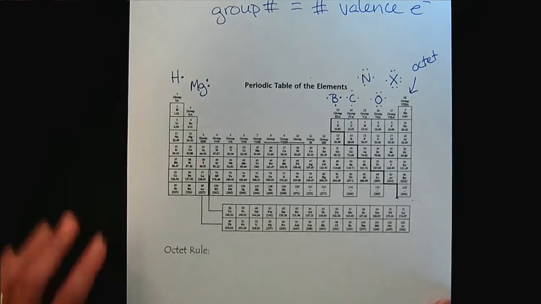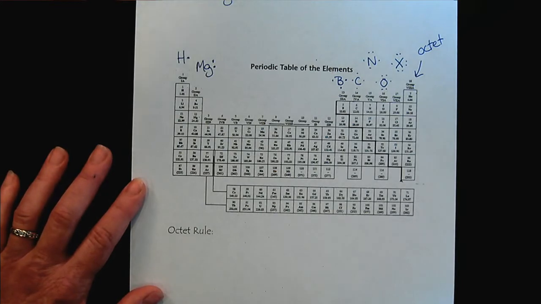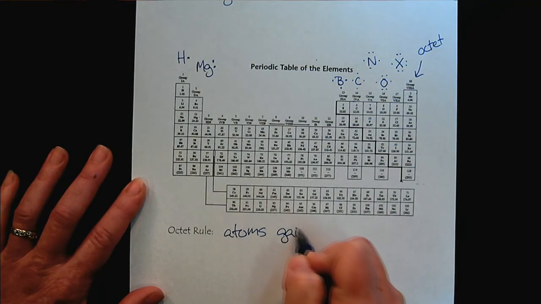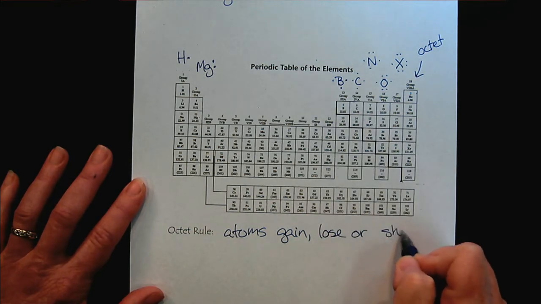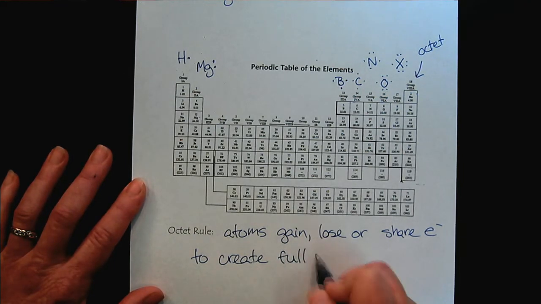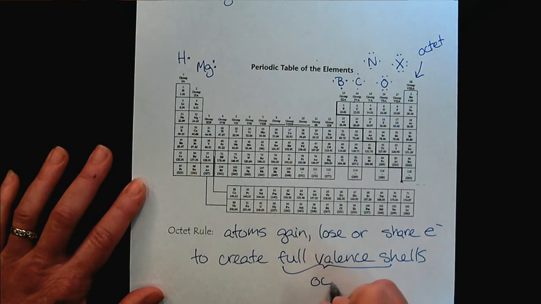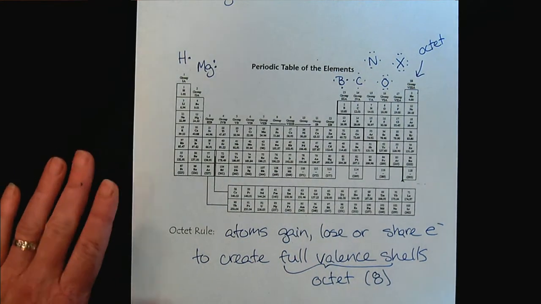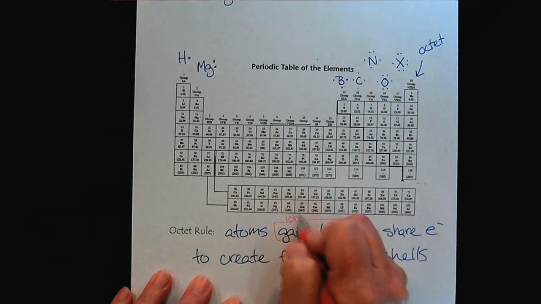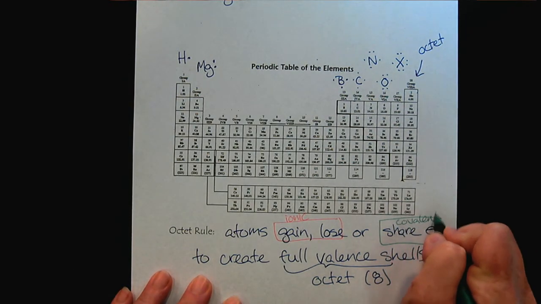Alrighty, so it's important that we know how many valence electrons each element has, because when elements go to form bonds, we're going to follow the octet rule, which tells us that atoms gain, lose, or share electrons to create full valence shells. And a full valence shell for the main group elements is an octet, which is 8 electrons. So when we talk about atoms gaining or losing, those are the ionic compounds. When we talk about elements sharing, those are the molecular or covalent compounds.